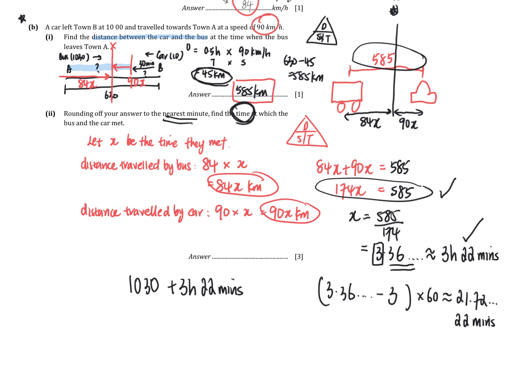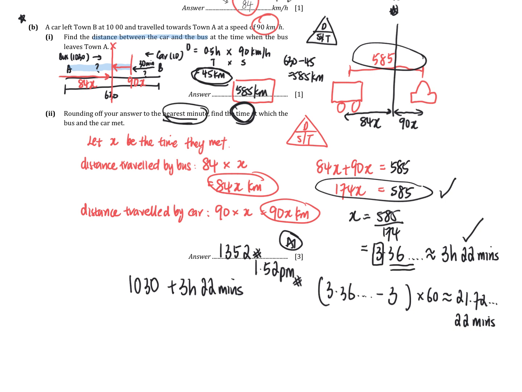So that will be 1:52. You can give me the time in 24-hour format, or if you want, you can give me 1:52 p.m. Up to you. So this is the final answer mark. So read the question carefully. They want time, you need to give me the time. They want nearest minute, you need to round off.